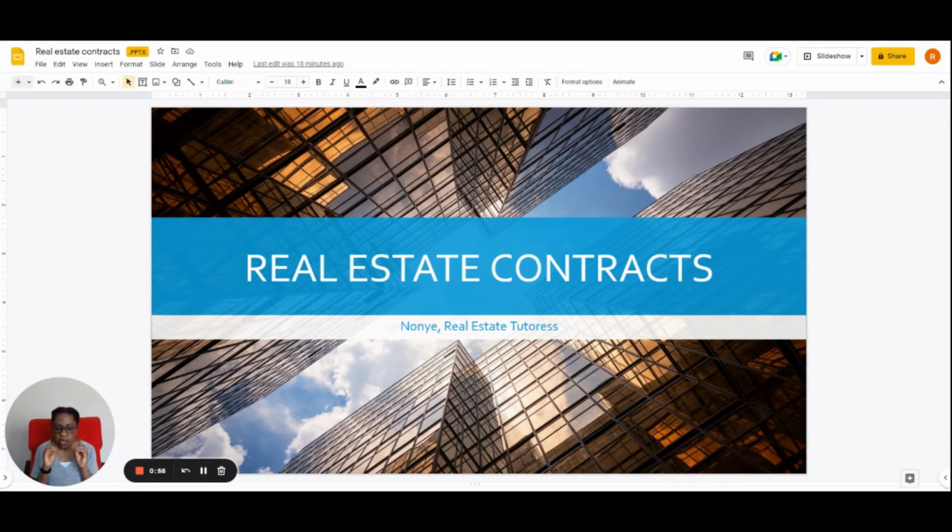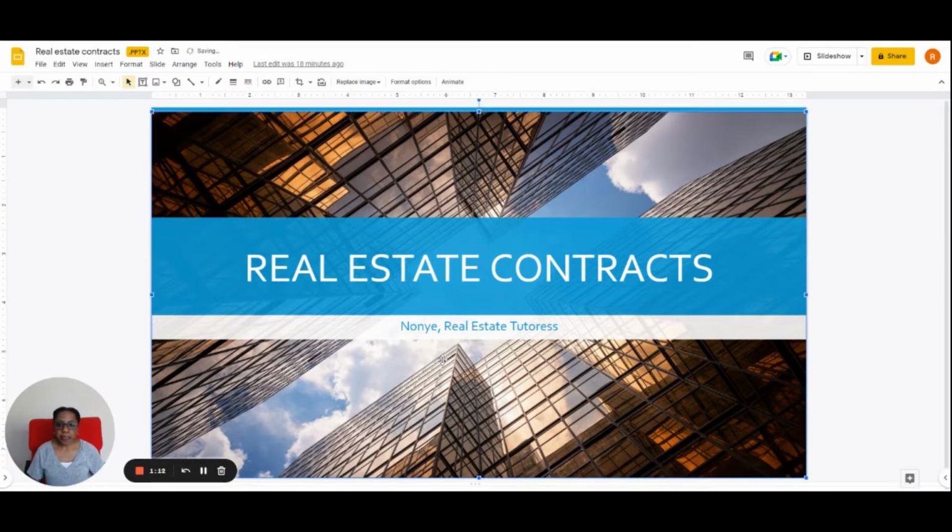Now, in your class, you don't go over the contracts and how to write them and what each one is for, but there is a general contract law that covers all contracts. So that's kind of what we'll be covering today.